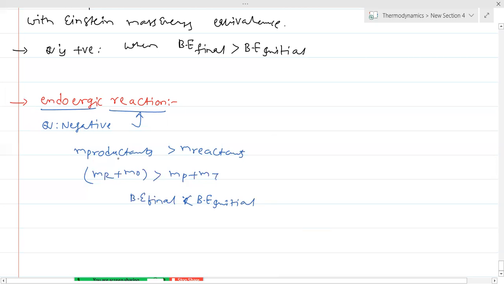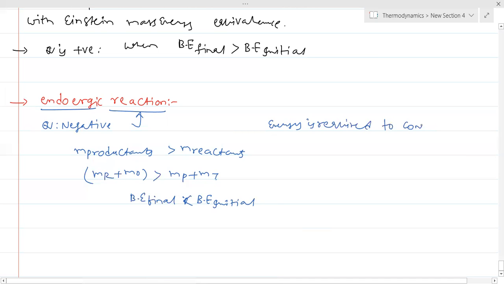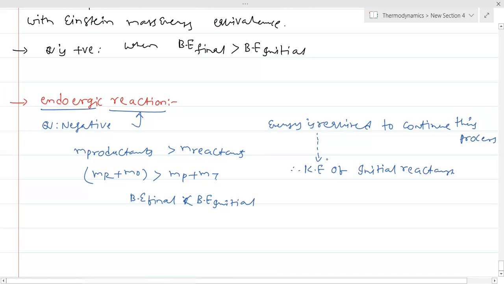So whenever we see the products' mass is more, that means the output mass is more than the input. Therefore we need energy. Energy is required to continue this process. So we get this energy in the form of kinetic energy of the initial reactants. So actually we are saying energy is required, and that appears in the form of kinetic energy of the initial reactants.